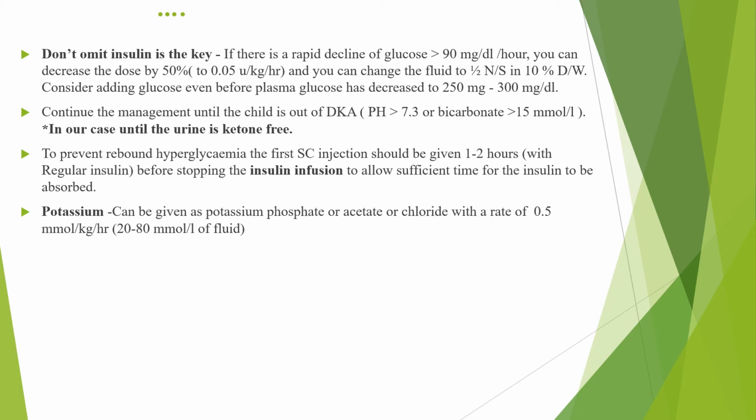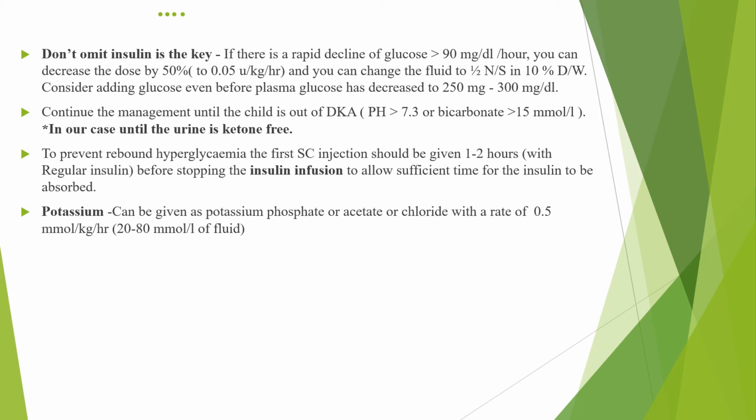If there is a rapid decline of glucose greater than 90 mg per deciliter per hour, we can decrease the dose of insulin by 50%. That means if we are giving 0.1 international unit per kg per hour, we can decrease it to 0.05 international unit per kg per hour, and we can change the fluid to half normal saline and half 10% dextrose water. Consider adding glucose even before plasma glucose has decreased to 250 to 300 mg per dl, and continue the management until the child is out of DKA.